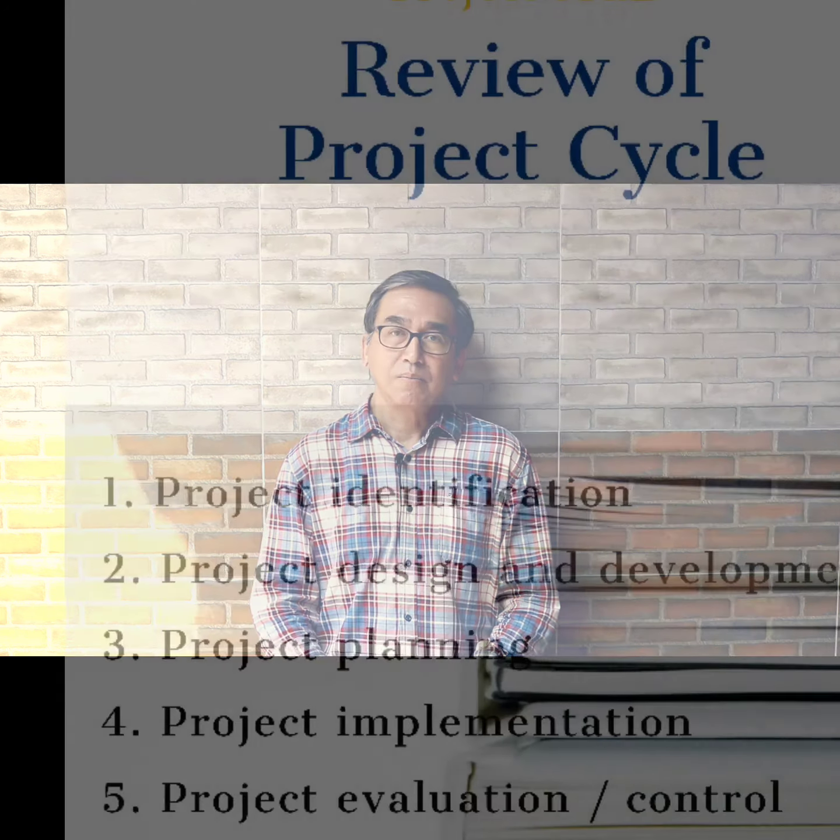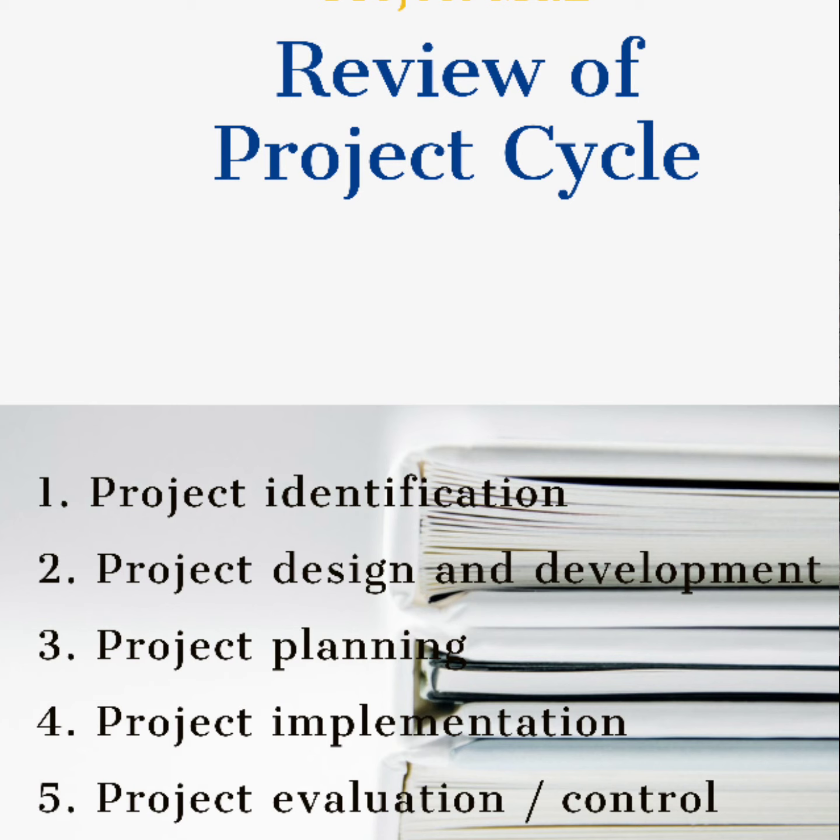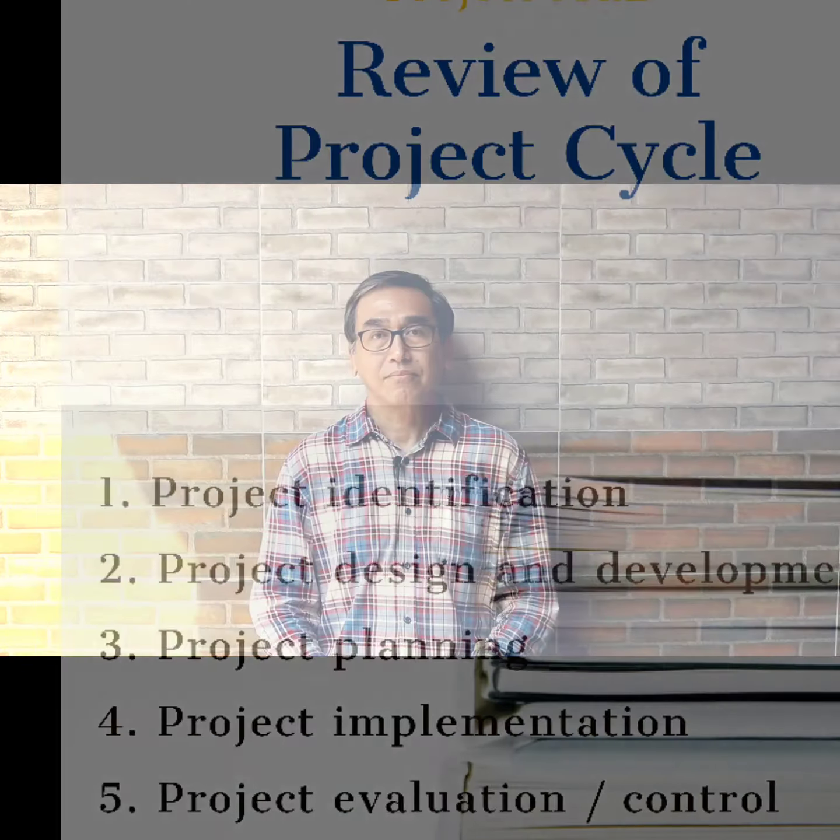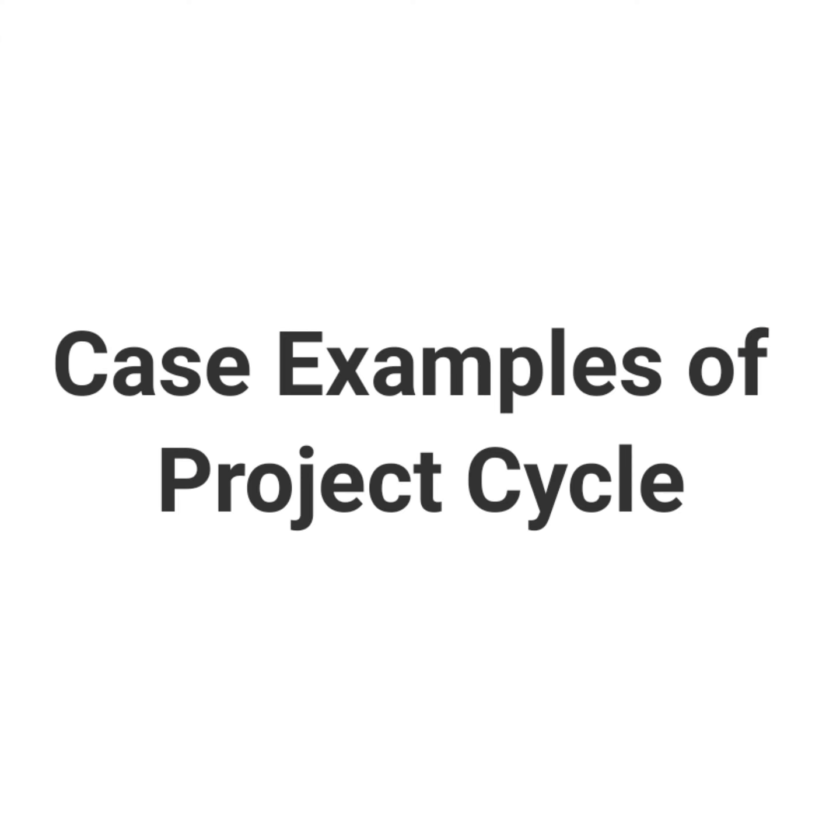Let me repeat again. Number 1, project identification. Number 2, project design and development. Number 3, project planning. Number 4, project implementation or execution. And number 5, project evaluation or project control. For clear understanding of the project cycle, I will give 2 examples.